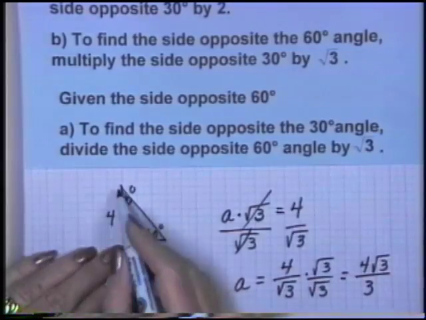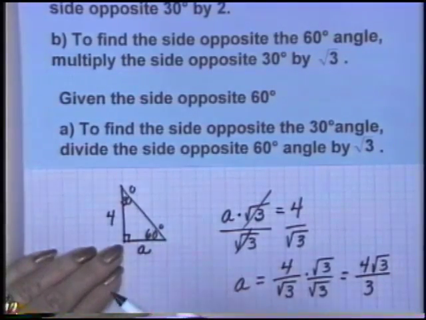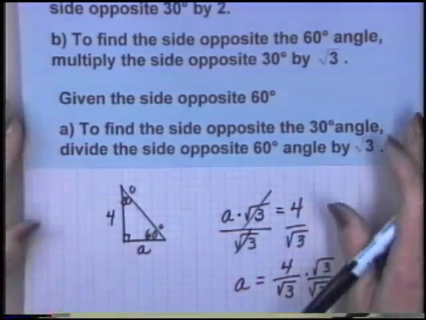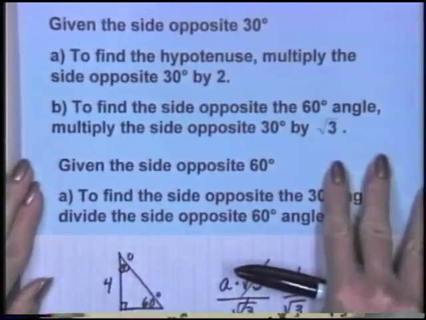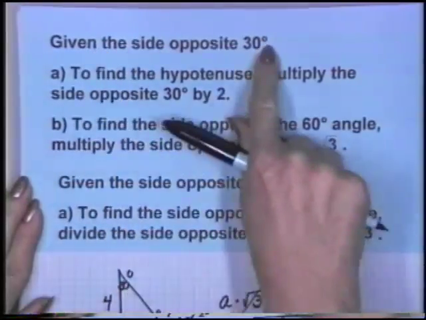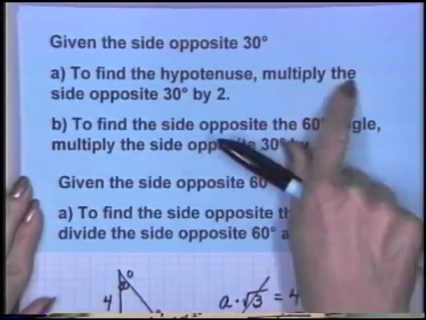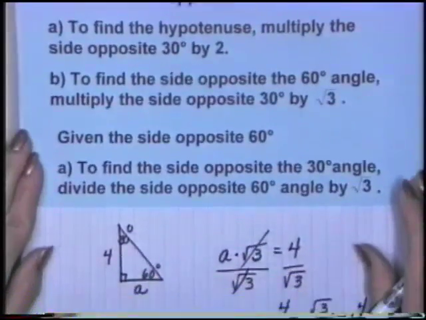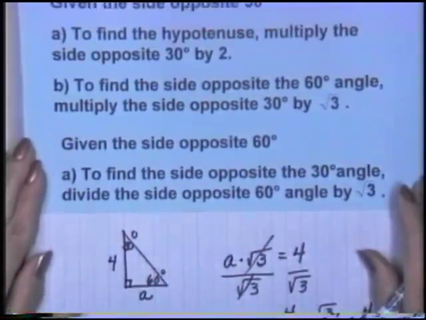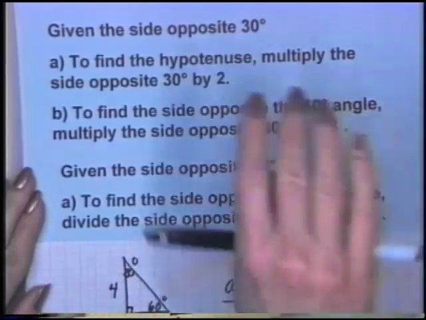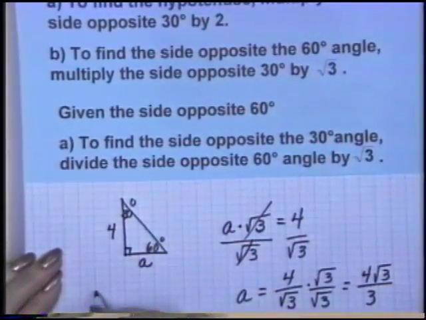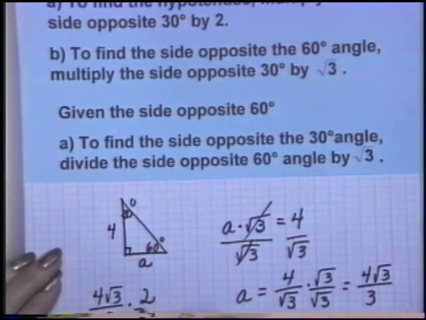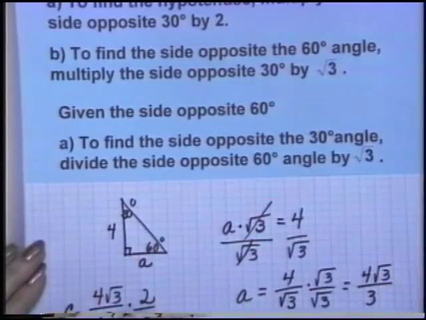Now, once I have the side that is across from the 30, it's fairly easy to find the hypotenuse, because remember how I do that? Look right back up here. Once I have the side opposite the 30, to find the hypotenuse, I multiply it by 2. So I would take the 4 times the square root of 3 over 3, and I would multiply it by 2.